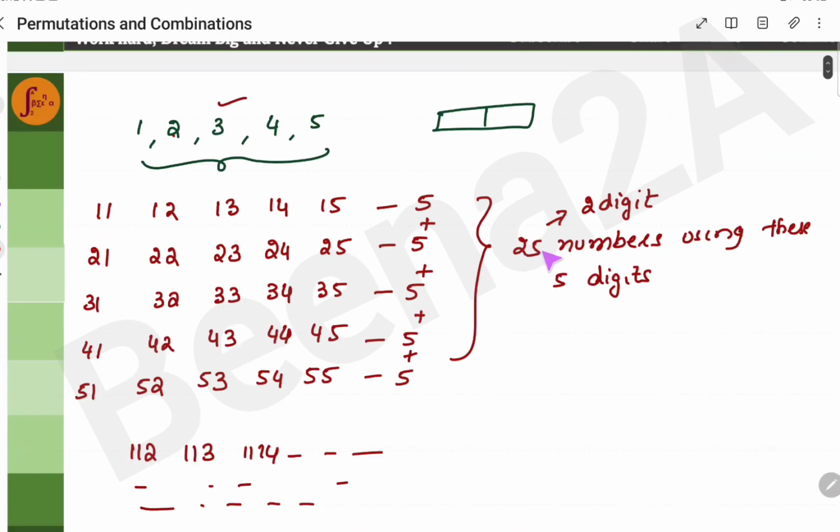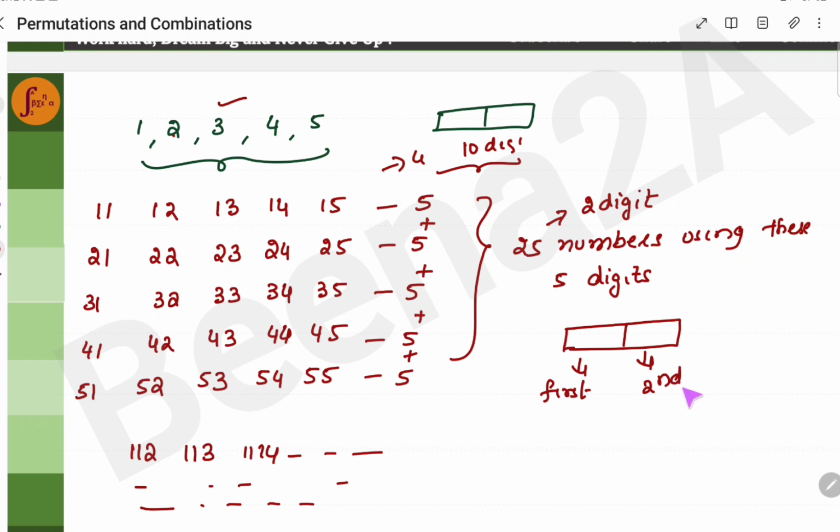Now, the easier way to do this: you cannot write all these arrangements like this. If you have bigger numbers, say you want to form 4-digit numbers, or 10-digit numbers out of 100 digits, then it's going to be very tedious and lengthy. So the easier way is, say you want to form 2 digits. Say you have 2 boxes here. This is the first digit. This is the second digit.